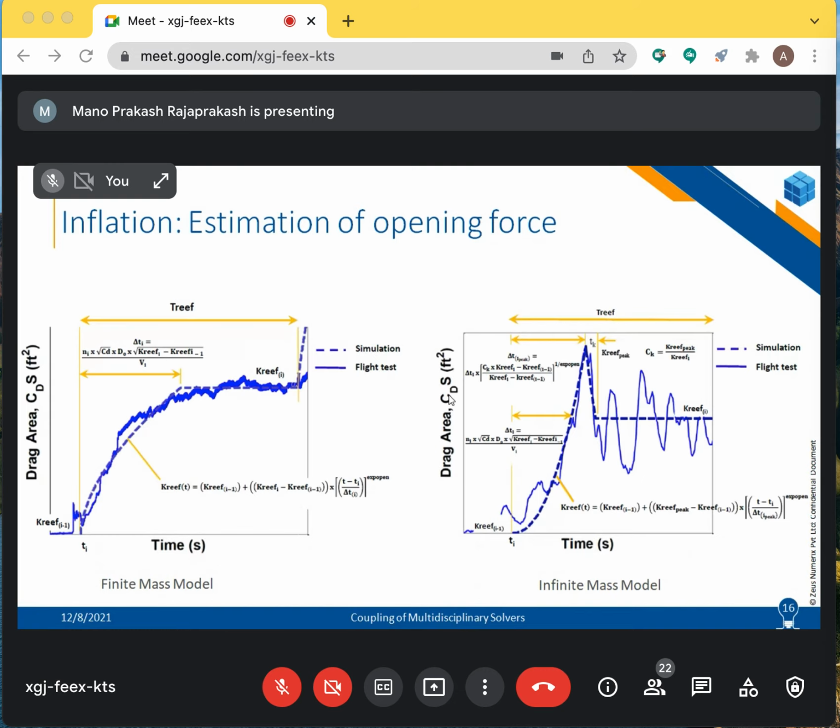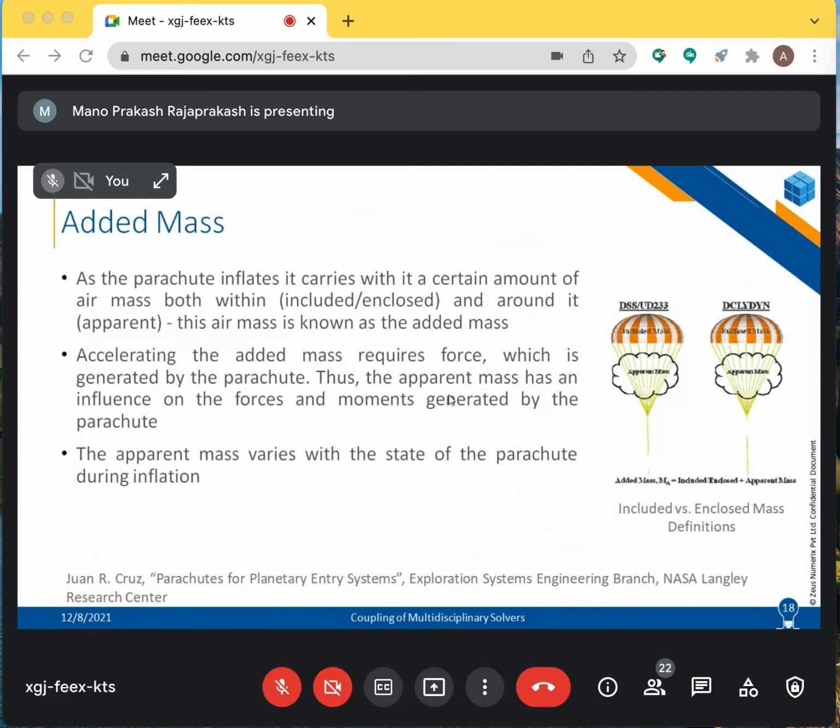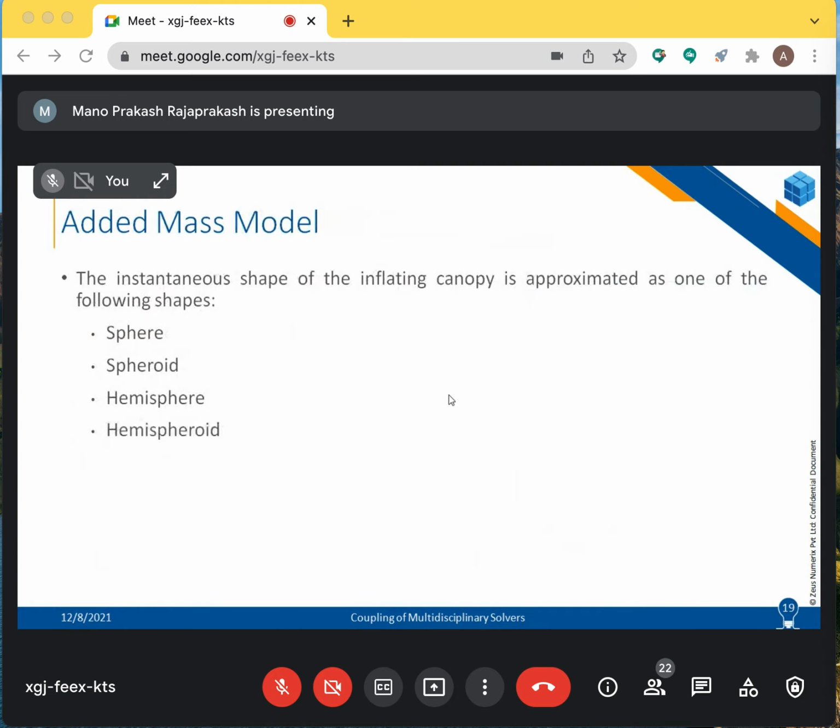So these are the various aspects that are present in the parachute. And lastly, the instantaneous. As I told, it can have a different effect during different phases of inflation. So there are actually different shapes by which one can model an inflating canopy. One can model the canopy to be a sphere or a spheroid, hemisphere and a hemispheroid.